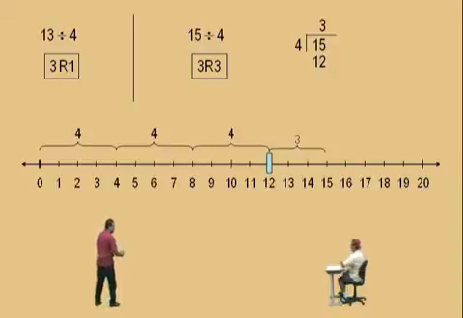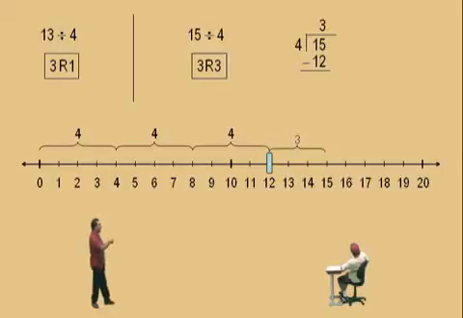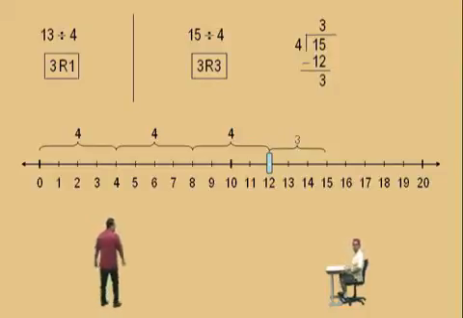And then what are you supposed to do, Charlie? Subtract. Subtract. And that's how you figured it out, right? 15 subtract 12 is what? 3. And there you go. There's your 3 with a remainder of 3. Kung Fu. Anyway, let's go on to another one here.